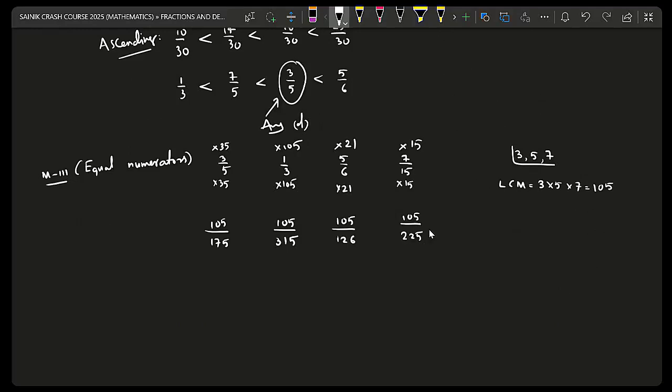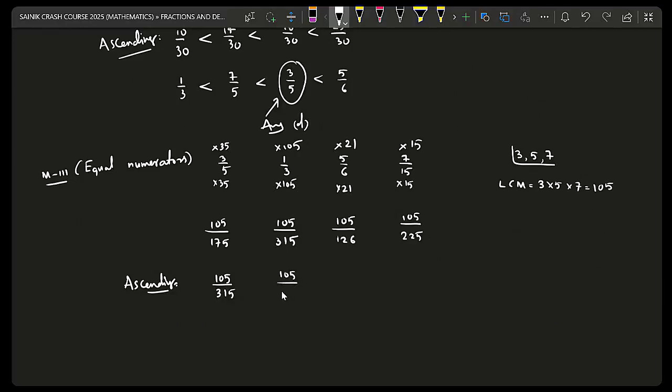Now, Shana, I told you one thing. If equal numerators are there, then everything will be reverse. Greater the denominator, lesser the value. Lesser the denominator, greater the value. I want now ascending order. Ascending order means I want greater denominator or lesser denominator? Sir, greater. Greater denominator, where is it? Sir, 105 by 315.